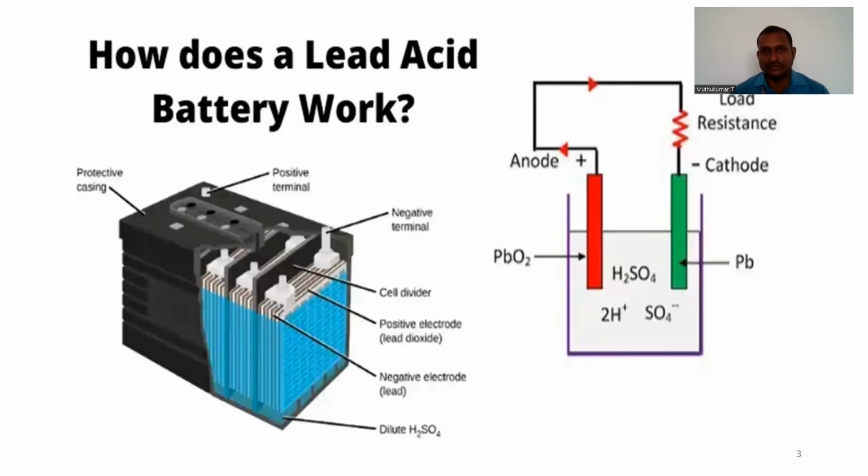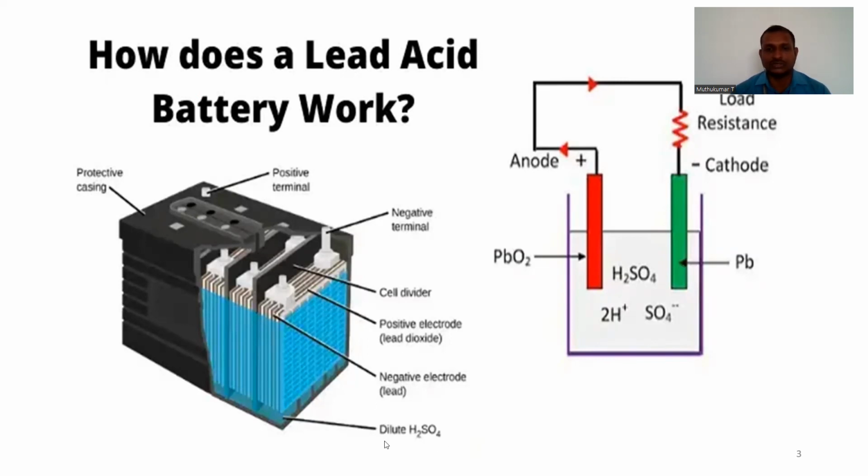So how does the lead acid battery work? Before that, we are going to discuss the parts of the lead acid battery. This is the protective casing, used to protect the battery components from the atmosphere and our environment. There are two types of terminals: one is the positive terminal, another one is the negative terminal. Another part is the cell divider, which divides and separates the cells, and the positive and negative electrodes.